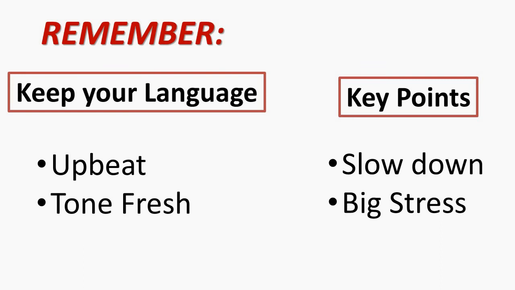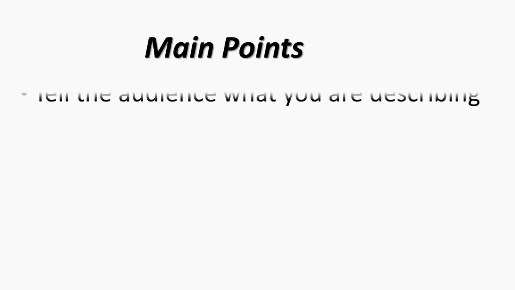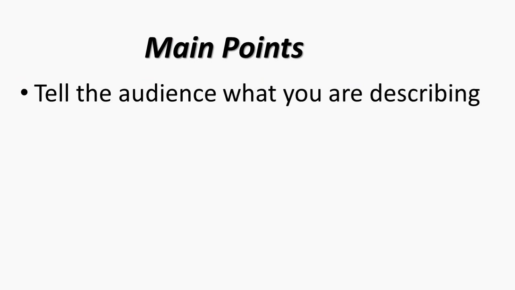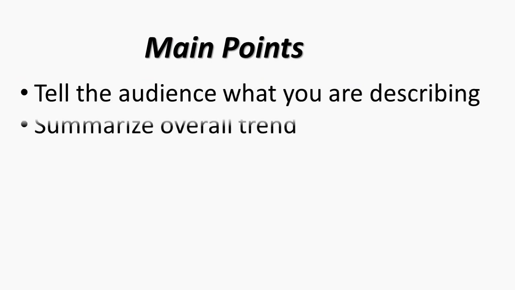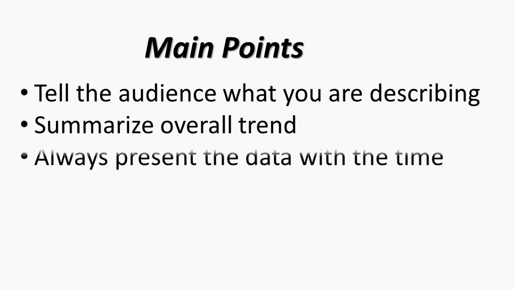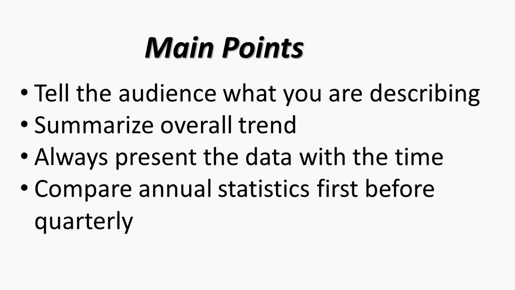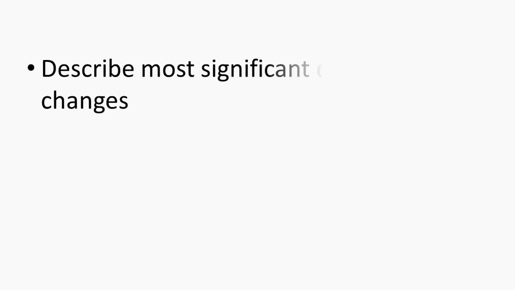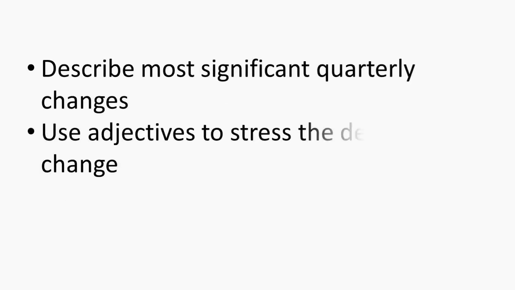Now, before we finish, let me go over some of the main points. Tell the audience what you are describing. Don't assume they know. Summarize the overall trend. Always present the data with the time. In the second quarter of 2009, car sales rose 20% year on year. Compare annual statistics before quarterly. Describe most significant quarterly changes.